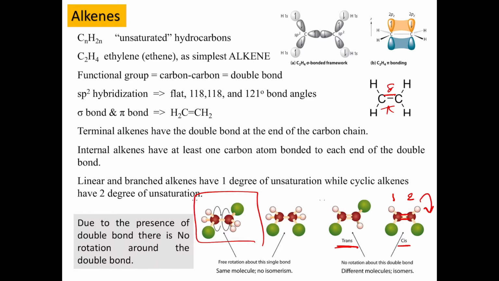That means in trans, the two groups with a high priority are on opposite sides, up and down. While here in the cis structure, both of the two higher priority groups are down or up.